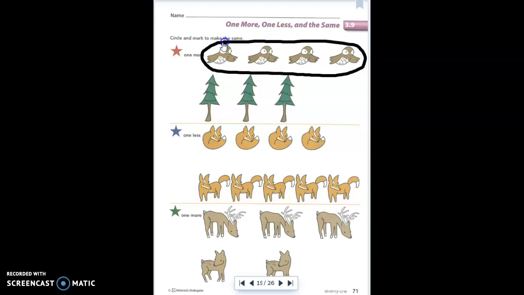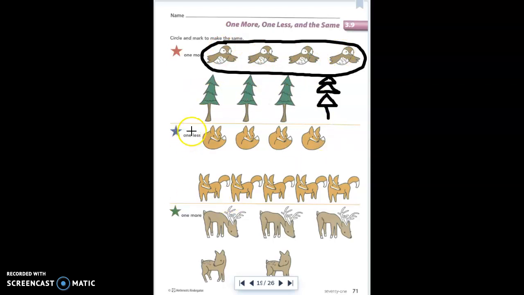Now, what I need to do is to make the trees the same as the owls, I would need to draw one more tree. So that's what I'm going to do. I'm going to make an additional tree. And now I have the same number. I have 4 owls and 4 trees.